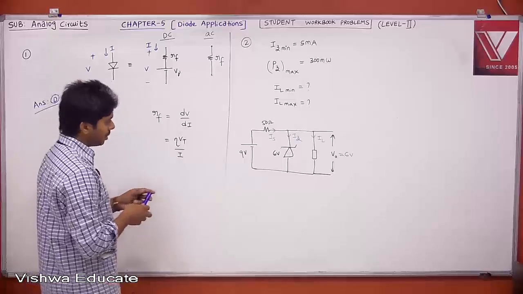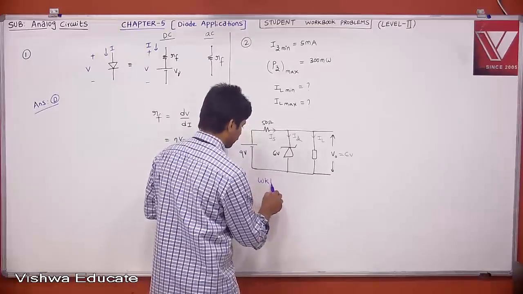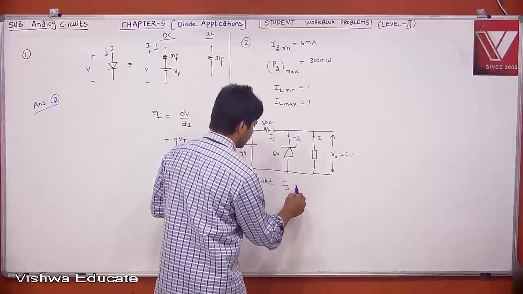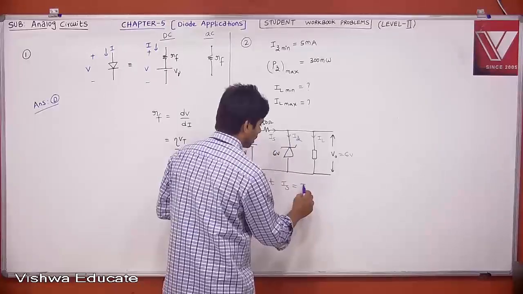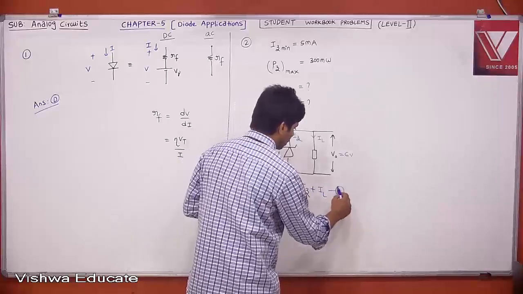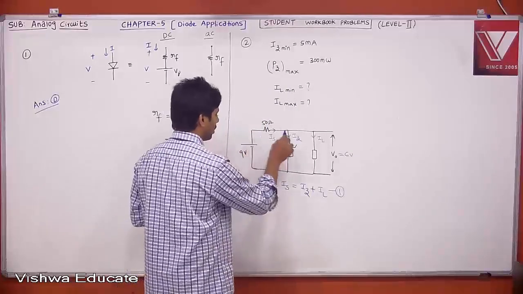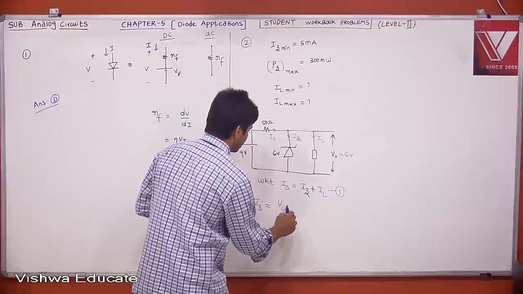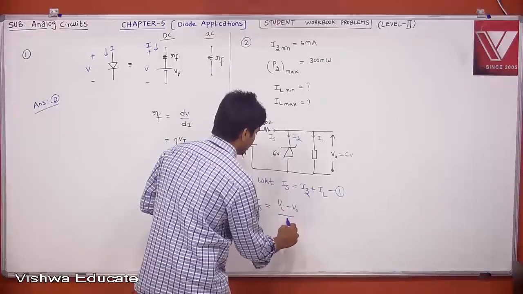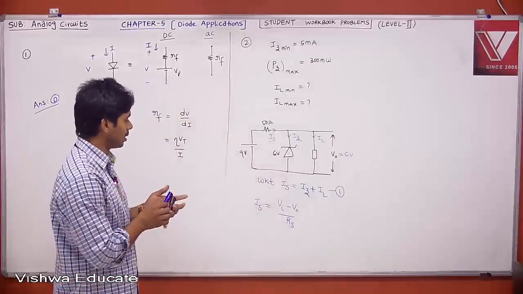Right? Therefore tell me, we know the equation. What is the equation? We know that IS is nothing but IZ plus IL, equation 1. And what is your IS? IS is nothing but VI minus V0 divided by RS. That is your IS.